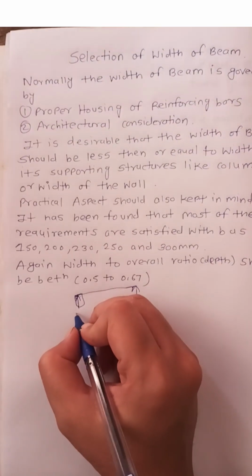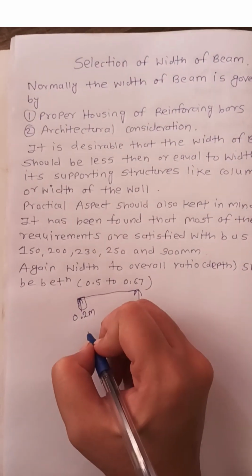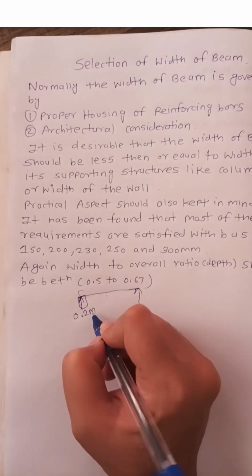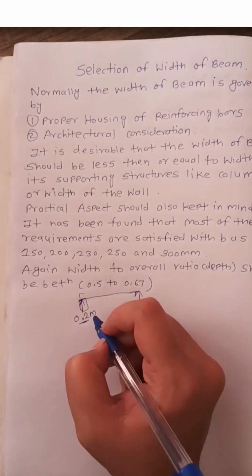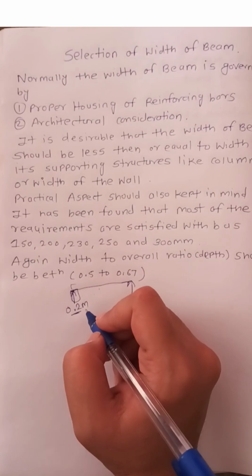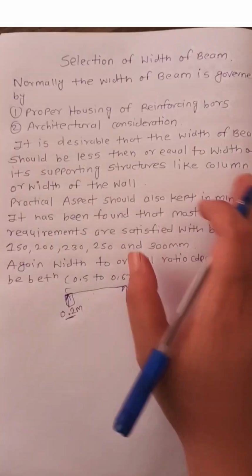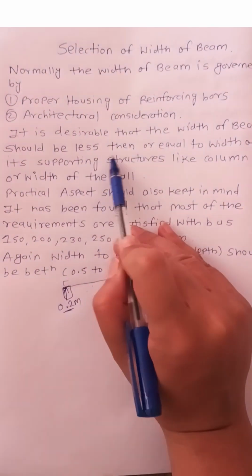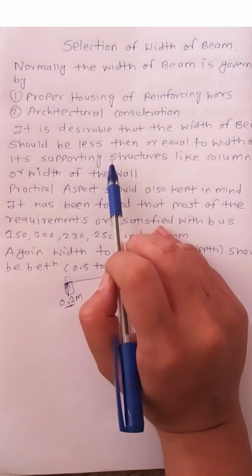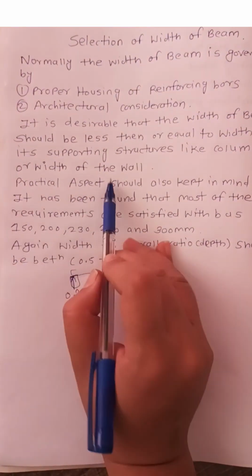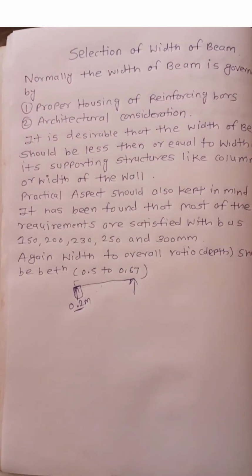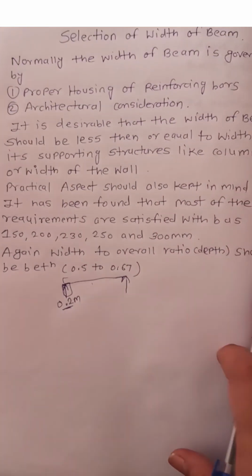If the width of support is like 0.2 meter, you can consider a value around it. It should not be less than the width of your support. If you assume 0.15 meter, it is not going to satisfy the basic requirements. So that's why the code gives that the width should not be less than the width of its supporting structures, like the column or the wall. Practical aspects should also be kept in mind, how practical things are going to happen, and you need to consider that.